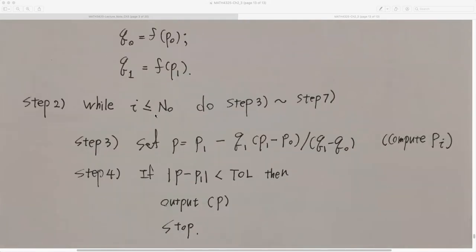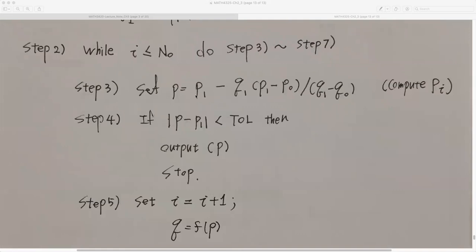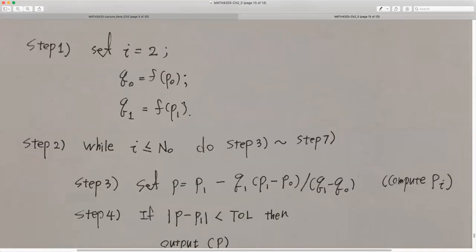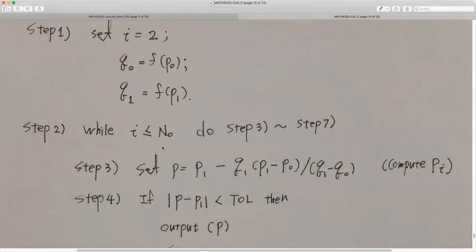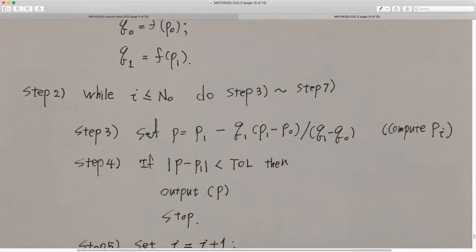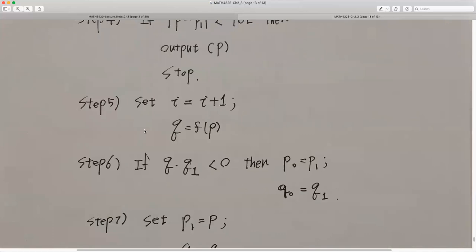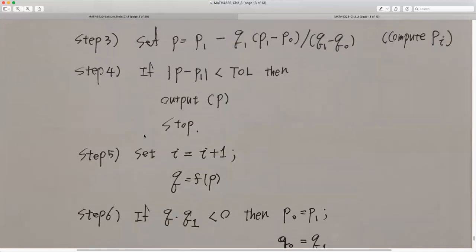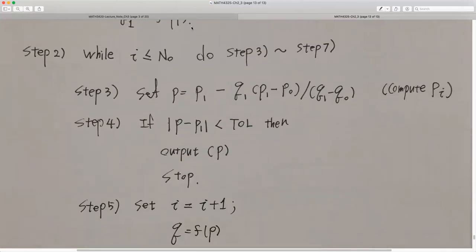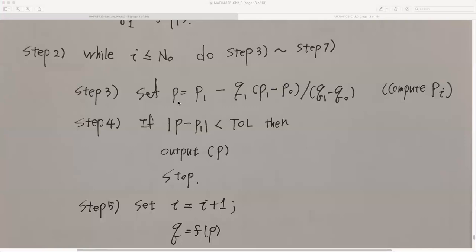So from step 1 and step 2, steps 3 and 4 are pretty much the same as the algorithm in the secant method. You see that here, this is the secant formula, right? Now this is step 6, and step 5 right there. So we evaluate f of P, which in the first iteration is actually P2.